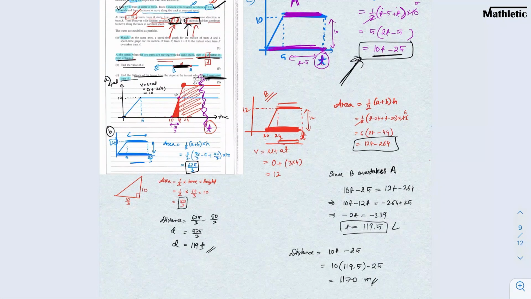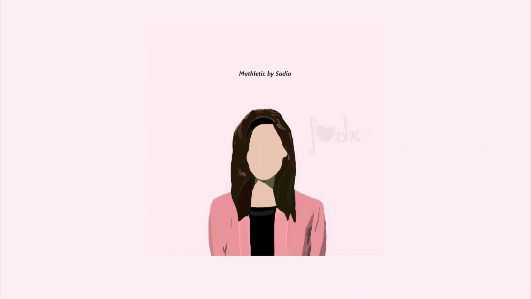Well, I'm done with number 8, and that's the end of this paper. So this was a complete solution of M1 May 2021, and I hope this was helpful.